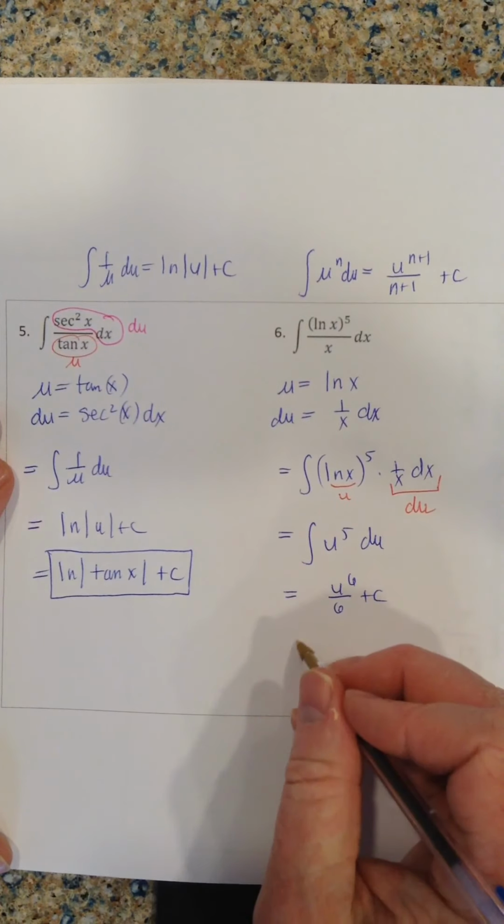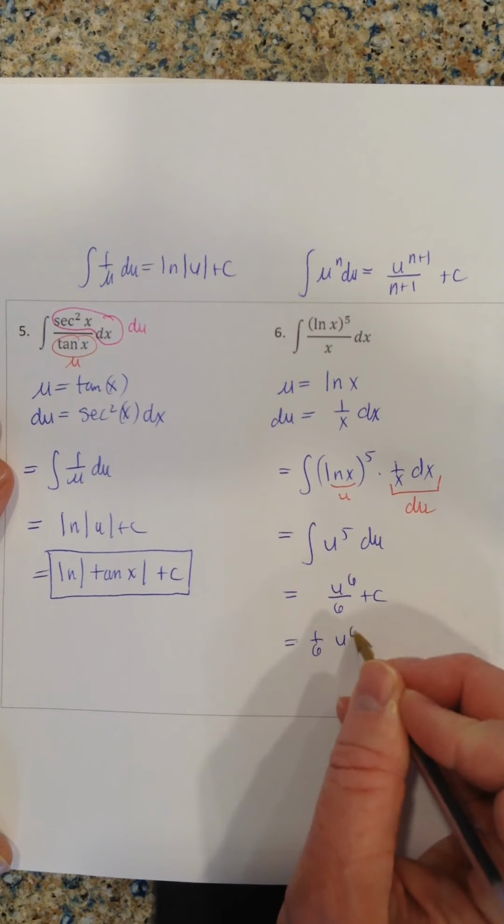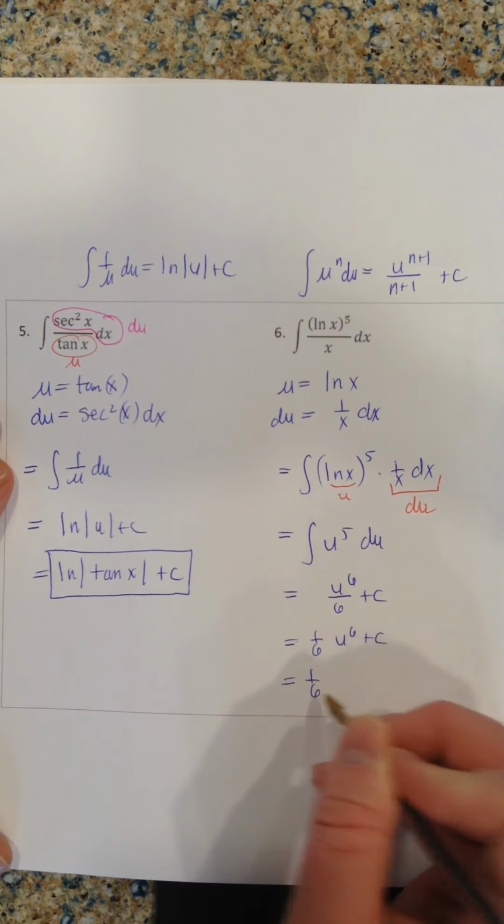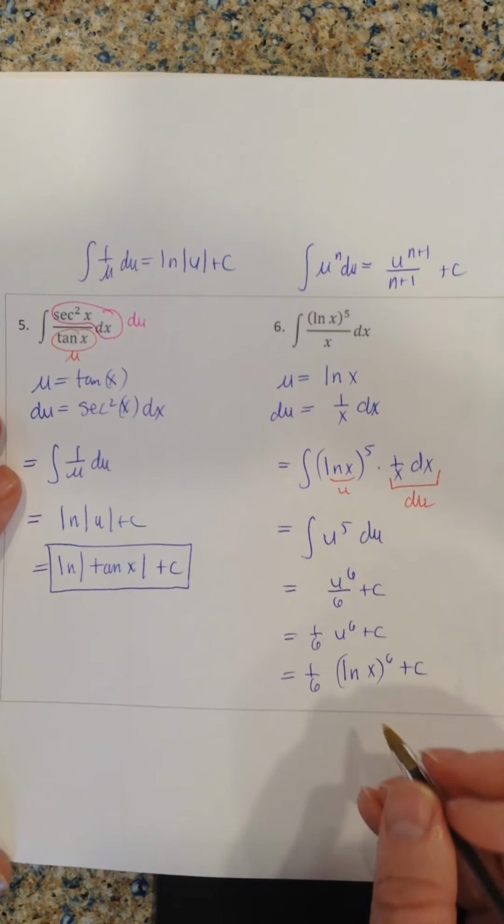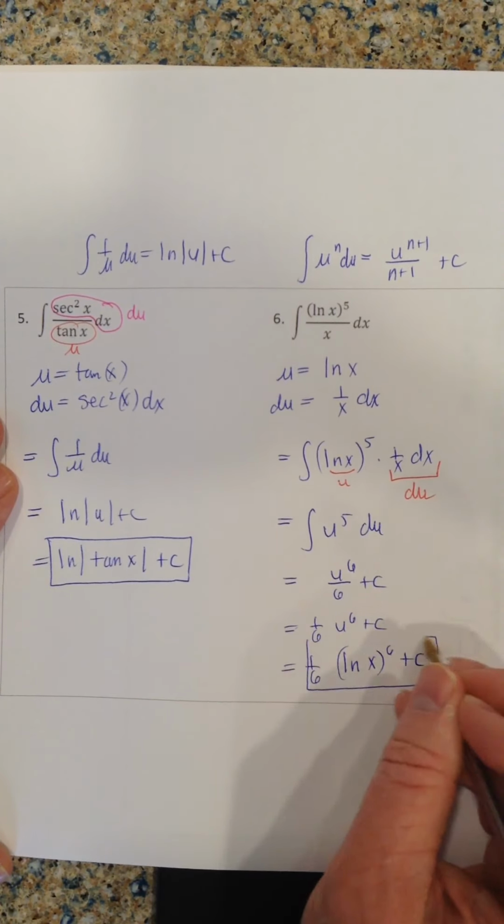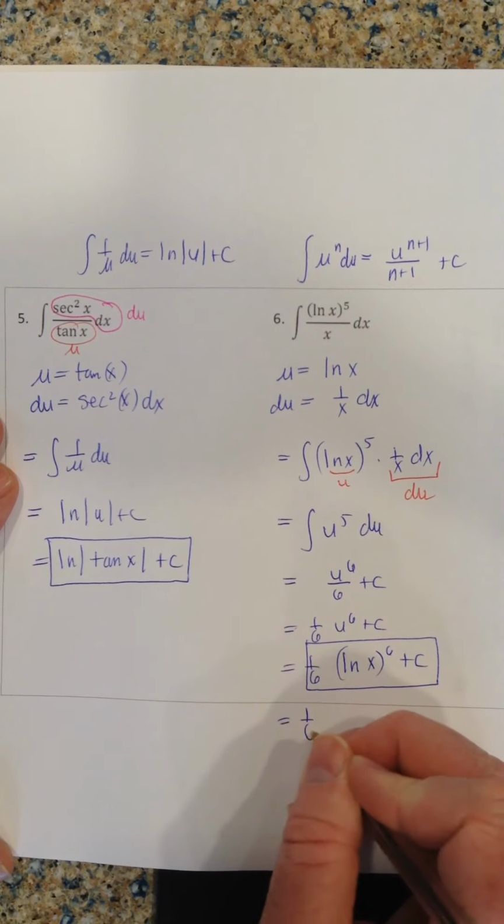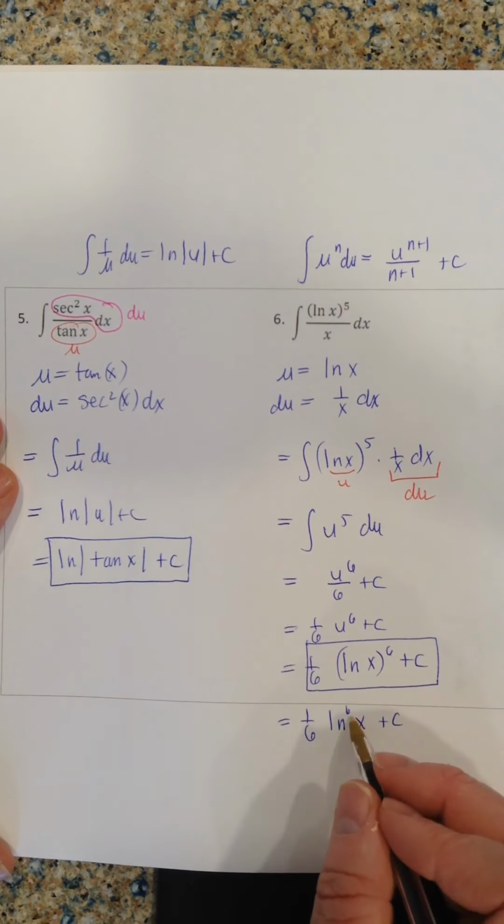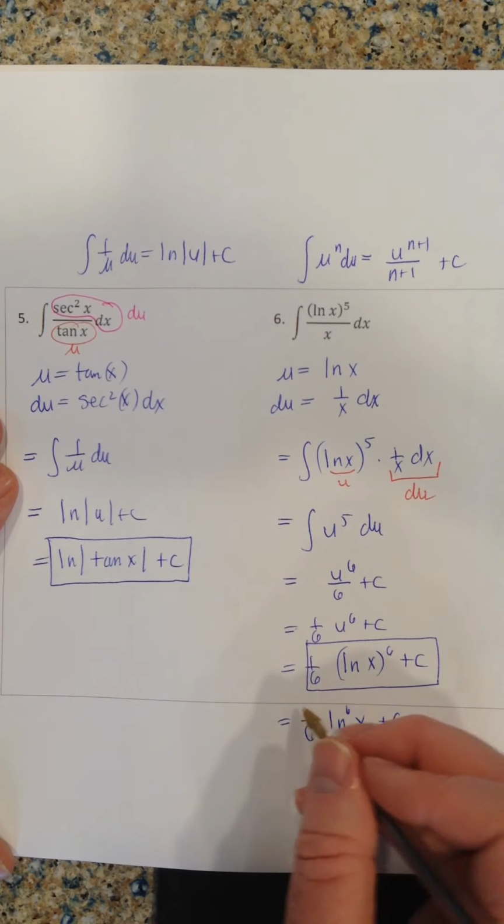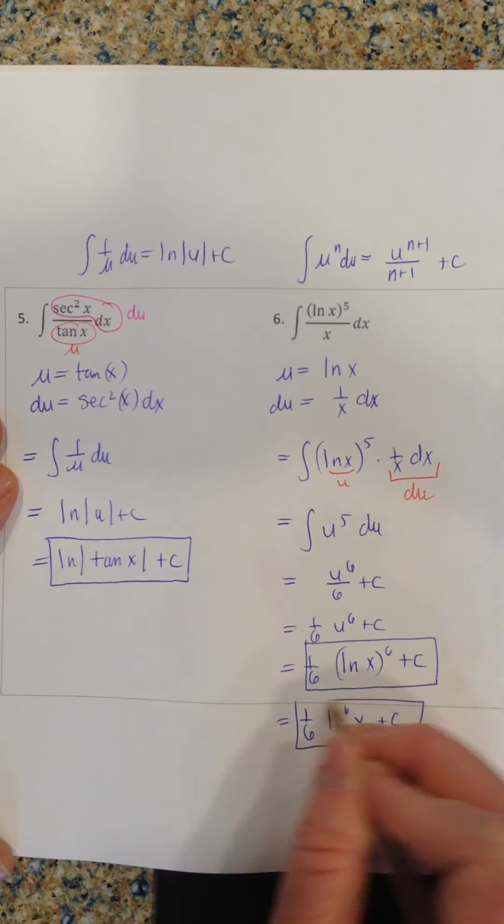I get 1/6 u to the 6th plus c, or 1/6 the natural log of x to the 6th power plus c. And that's how you normally see it, but you could see it like this. I've seen a few books that like to put the exponent index right there. Okay? So you can see it either way.